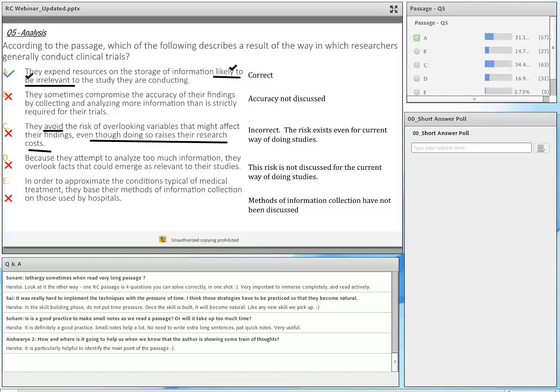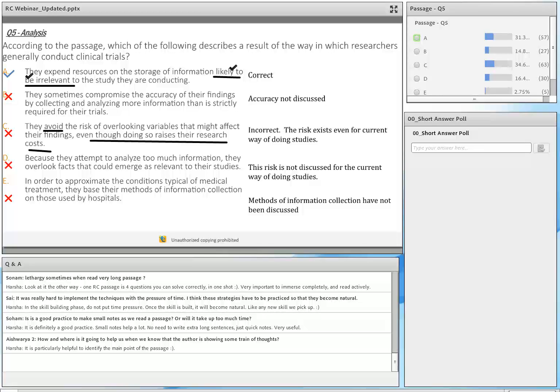Okay. Indra says, if the resources are expended for storage and data collection, then aren't they likely to be irrelevant? Isn't the storage likely to be irrelevant overall? If A, B, and C are going to be wasted, then A is wasted as well, right?